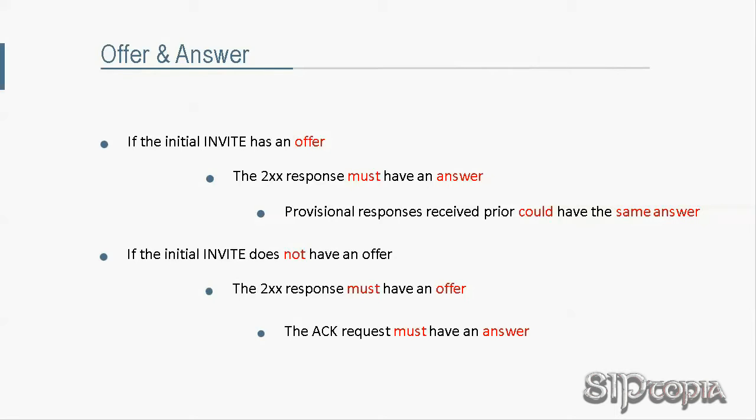So if the initial invite has an offer, the 2xx response must have an answer. Provisional responses received prior to the 2xx response could also include the exact same answer. If the initial invite does not have an offer, the 2xx response must have an offer. As a result, the ACK request after the 2xx response must also have an answer.